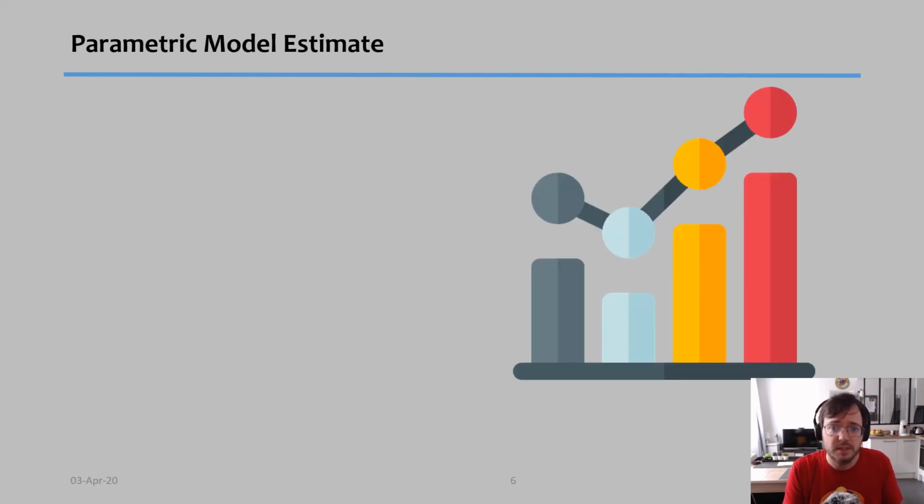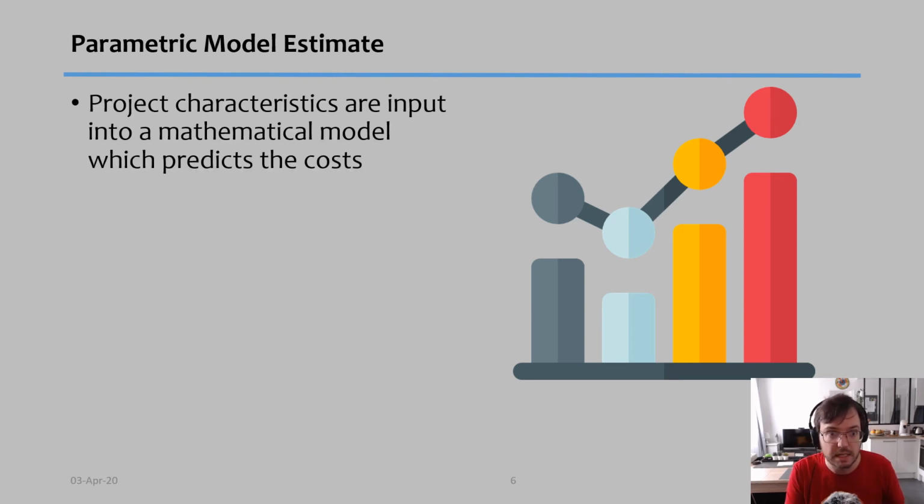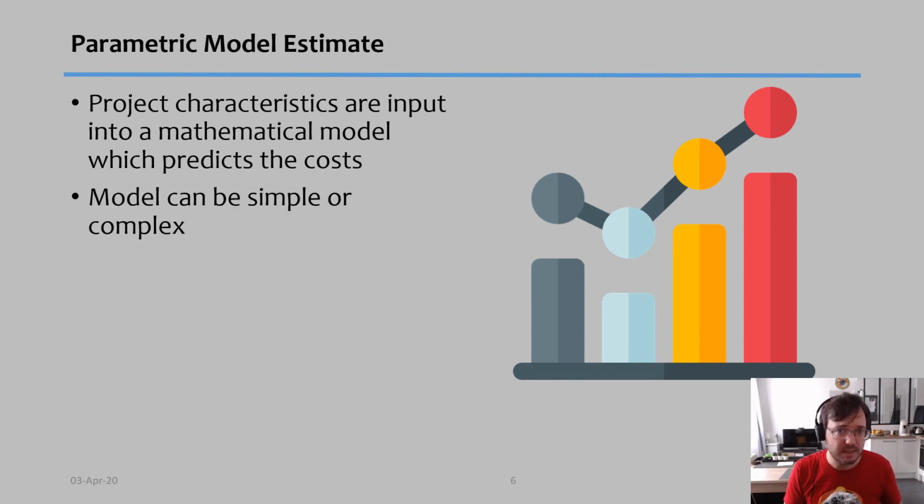Parametric model estimates are very commonly used as well, but I'm not going to go into detail in this course here. Why? Because what basically happens is, based upon project characteristics, we use them as input, and we input them into a mathematical model that will predict the amount of effort or the amount of costs that we're going to need for our task. And the model can be simple or it can be extremely complex.